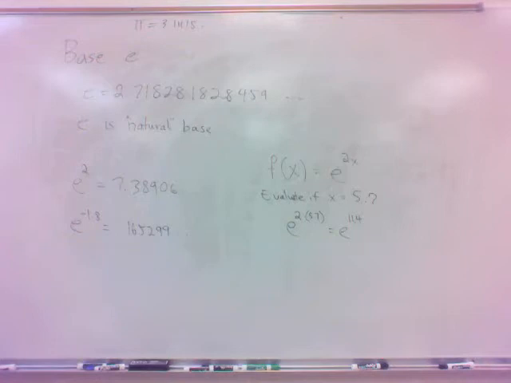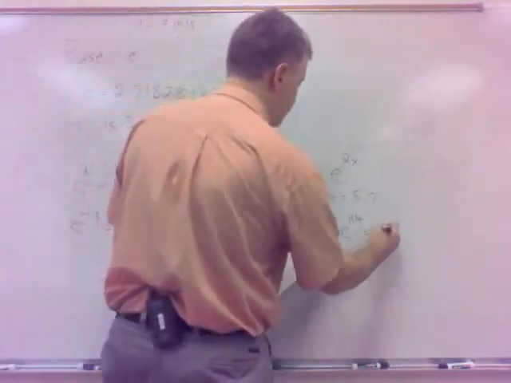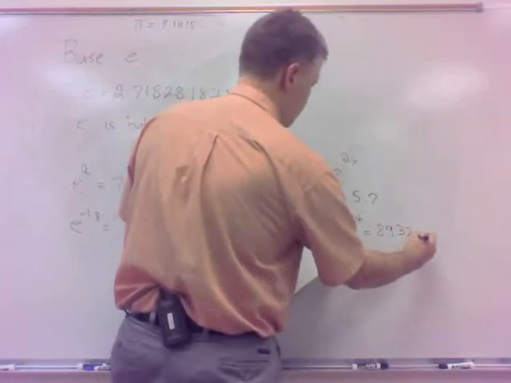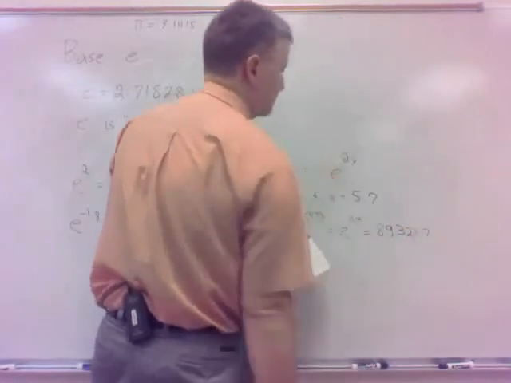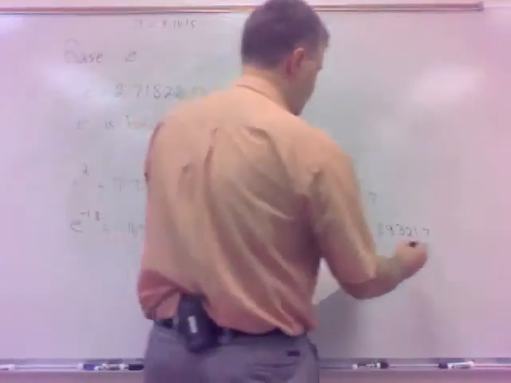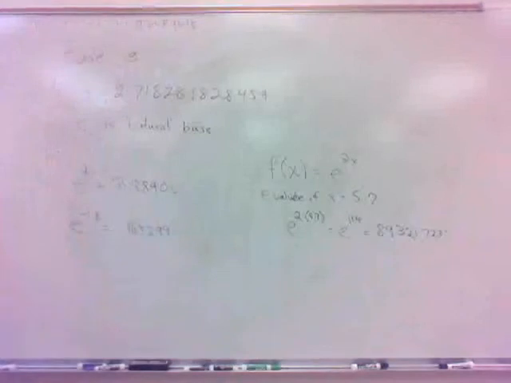I lost my e button. There it is. E to the 11.4. I get, ooh, big number, 89,321. Oh, that's rounded. Rounded off to that. 7233 keeps going. And it may say round off to the nearest hundredth or whatever, but okay.